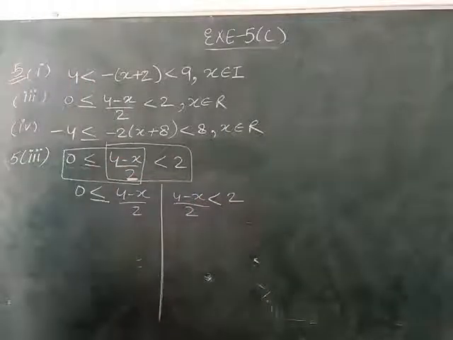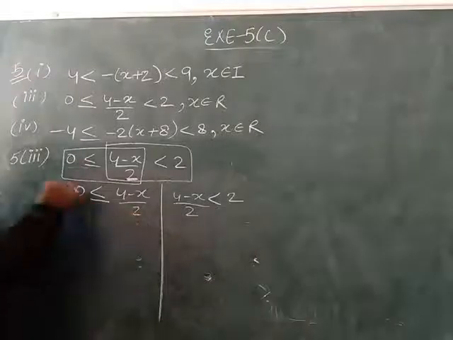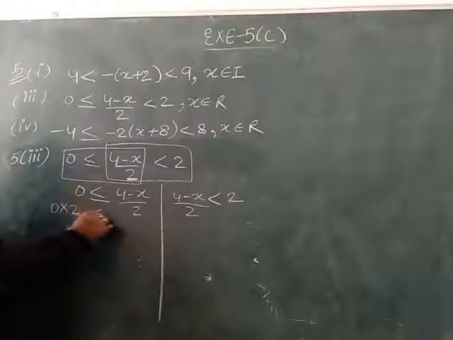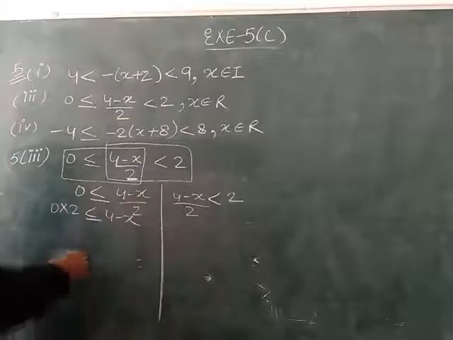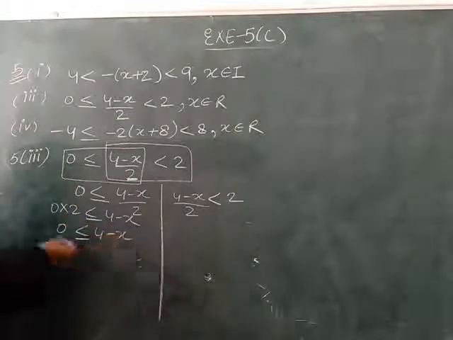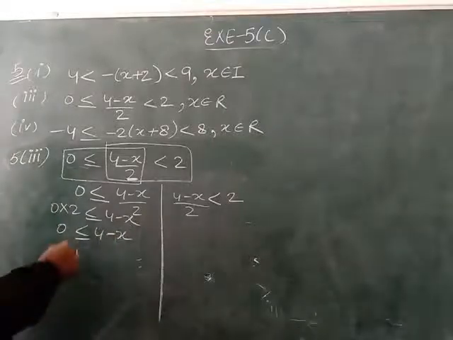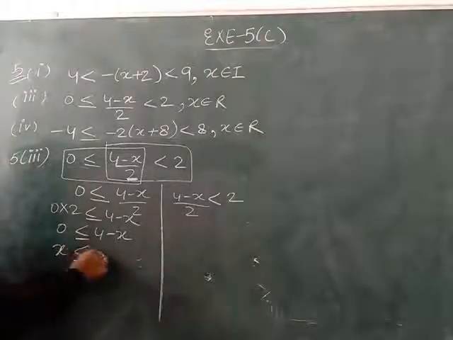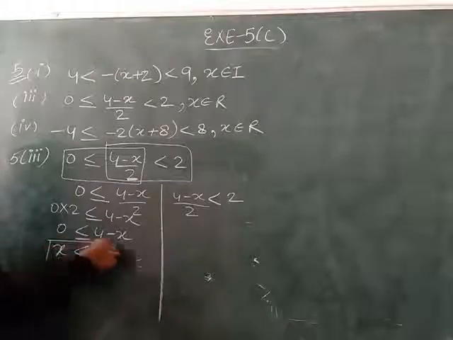Now first of all, what do we have to do? This 2 is in divide, on the left hand it will come in multiply. So 0 less than equal to 4 minus x. Minus x will come on the left hand, so it will become plus x. x less than equal to 4. This is equation 1.